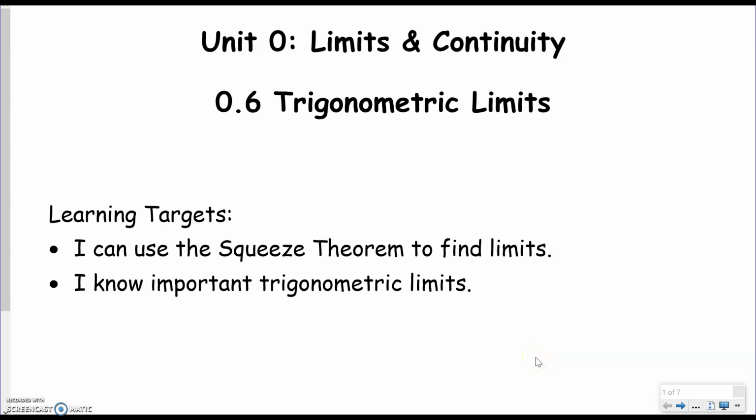Morning. Today we're going to talk about trigonometric limits, and there's something called the Squeeze Theorem, and I will include links for additional videos for Squeeze Theorem, as well as knowing important trigonometric limits. There are a couple that you'll just want to memorize here.